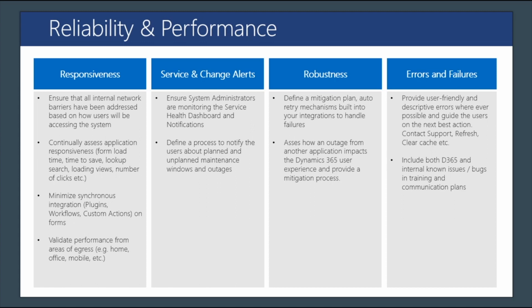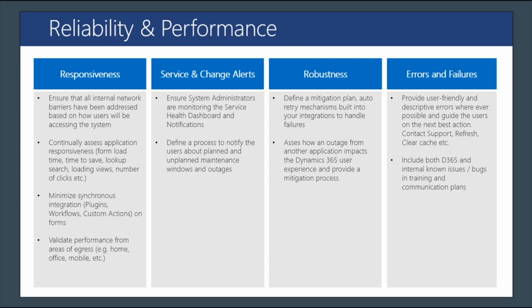Also, in terms of monitoring reliability, it's important to understand the service and change alerts. You want to make sure that your system administrators are monitoring the service health dashboard and the notifications that are posted there. And this is important because you want to make sure that when there's going to be planned maintenance or unplanned maintenance windows that are put out in terms of 365 from a service perspective, or potentially if there's an outage that's going on, a notification goes to the service health dashboard. You want to make sure that you've got ways of checking on that and then, of course, communicating it to your organization.